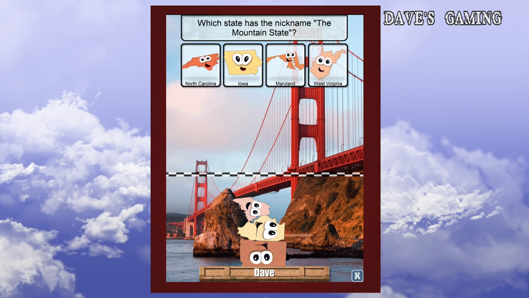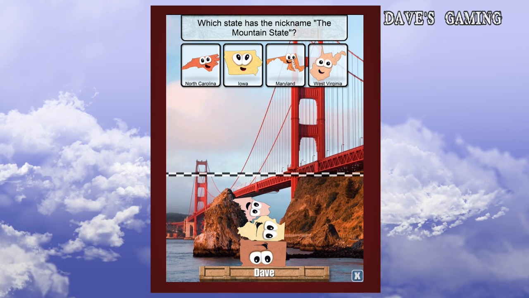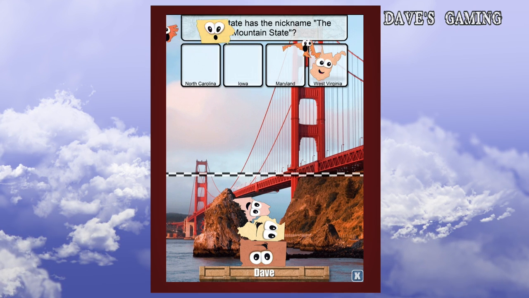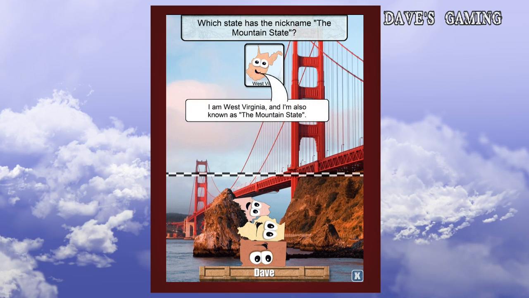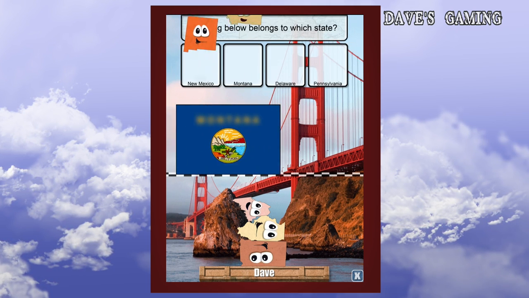I should know that. Which state has the nickname of Mountain State? There's no mountains in North Carolina. No, maybe. Iowa. West Virginia. Where are the mountains in West Virginia? It's all flatland in there. Maybe it is. I don't know.